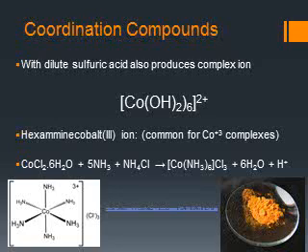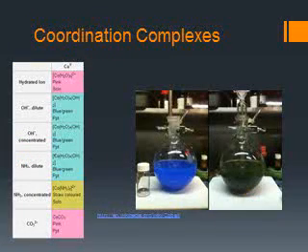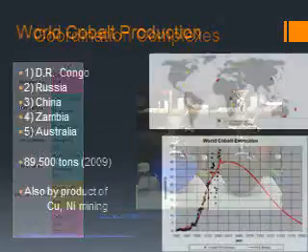Hexamine cobalt-3 chloride is an orange amine complex incorporating the hexamine cobalt-3 ion. Other coordination complexes are formed such as blue-green copper-2 hydroxide tetrahydrate.